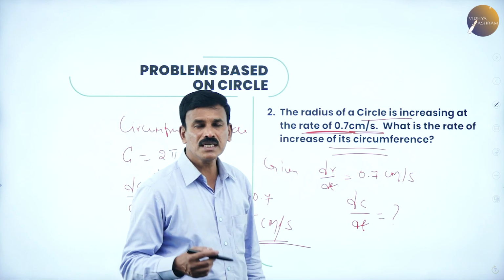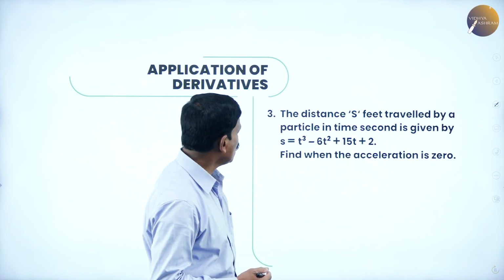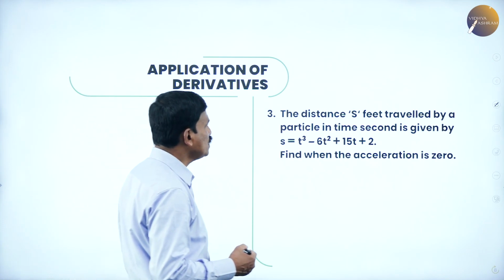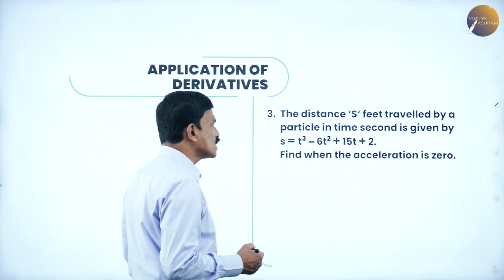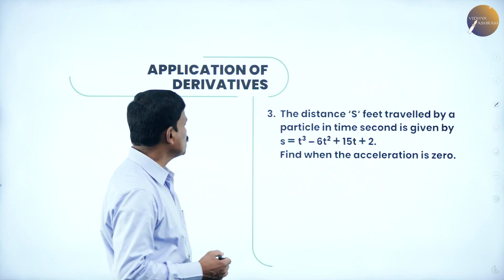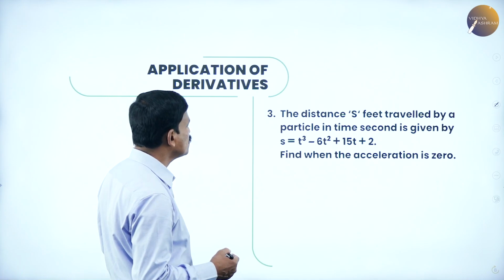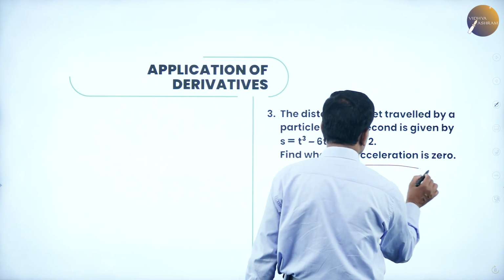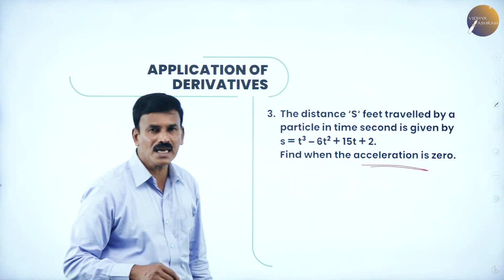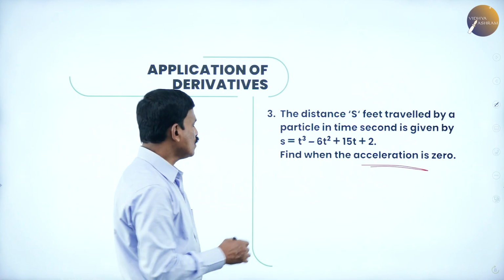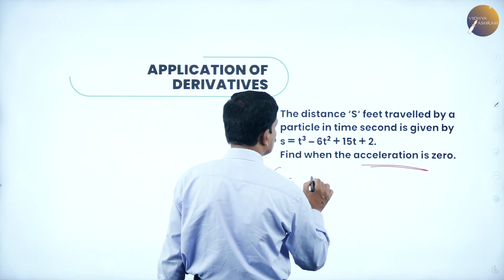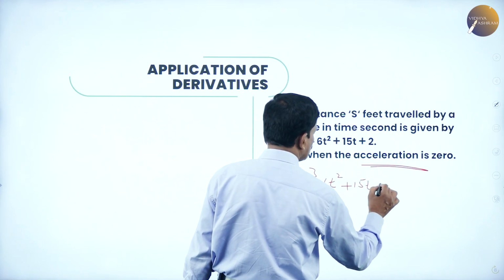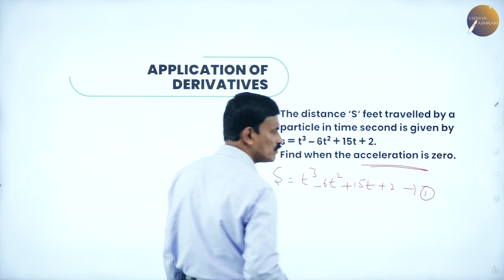Okay. Next, let us come to the next problem. Now, these are very important types of problems. The distance s feet traveled by a particle in time t seconds is given by the equation s is equal to t cube minus 6t square plus 15t plus 2. Find when the acceleration is 0. So, what is required to find? We have to find when the acceleration is equal to 0. Now, what is given first here? s is equal to t cube minus 6t square plus 15t plus 2. Let us represent this as equation number 1.